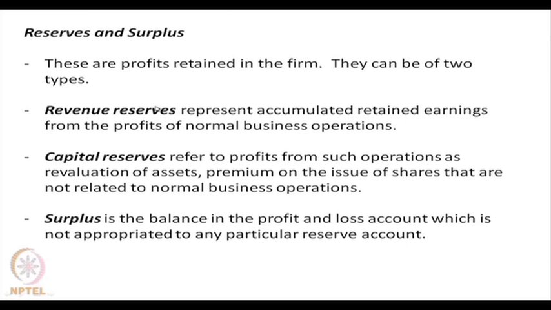Now, these profits can be of two types: revenue reserves, that is what I just now said, accumulated retained earnings from the profits of the normal business operations after paying the dividends, whereas capital reserves refer to profits from such operations as revaluation of assets, premium on the issue of shares that are not related to normal business operations, and surplus is normally the balance in the profit and loss account which is not appropriated to any particular reserve account.